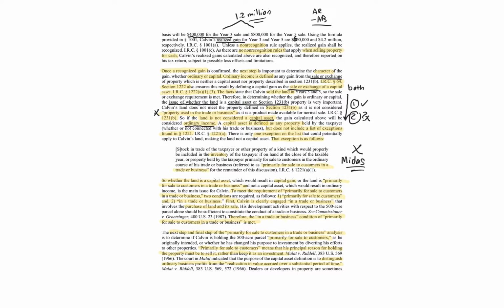So dealers or developers are sometimes successful in treating property normally characterized as primarily for sale to customers as being held for investment. So this is very good for Calvin. Calvin wants capital gain, doesn't want ordinary income, generally speaking. Calvin wants capital gain because of lower rates, especially if we can get long-term capital gain.